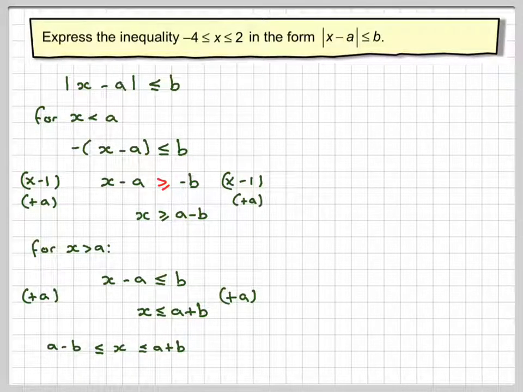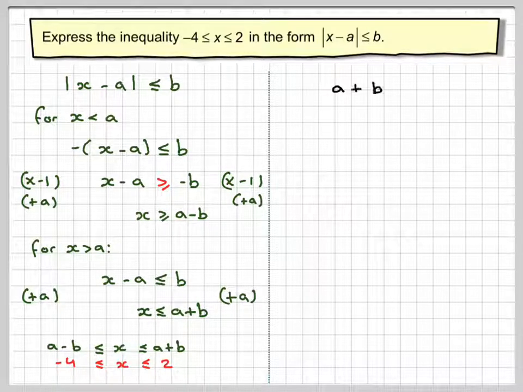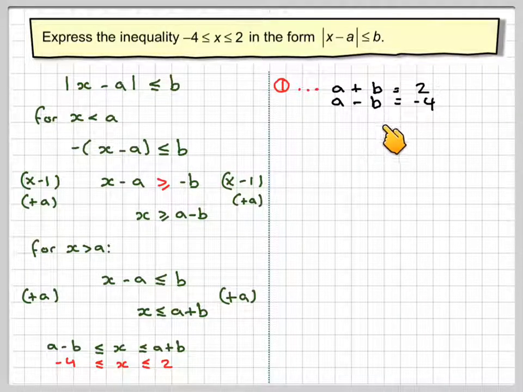If we take our inequality and write it underneath, x is greater than or equal to −4 and less than or equal to 2, then we have that a − b will be equal to −4 and a + b will be equal to 2. So writing down a + b = 2, that gives me equation 1. And then a − b = −4, that gives me equation 2.